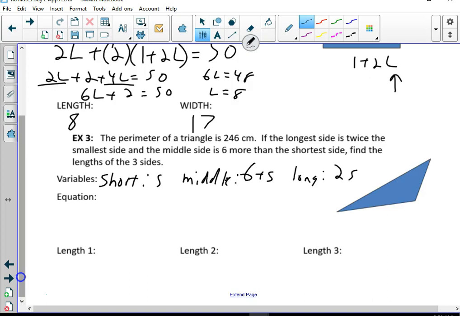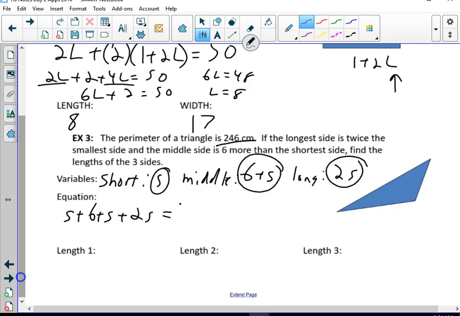You have to find that starting point. You have to find the reference point. And here the reference point is the short side. Now, we're going to take this plus this plus this. S plus 6 plus S plus 2S, and what's the perimeter?